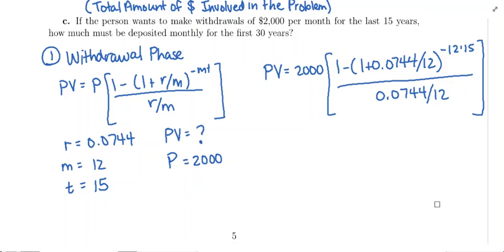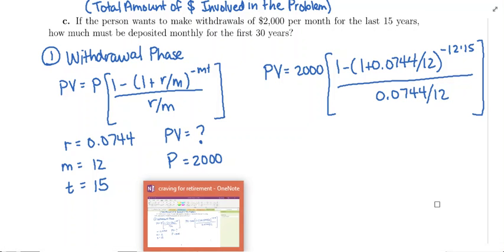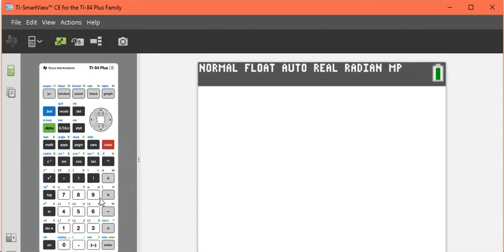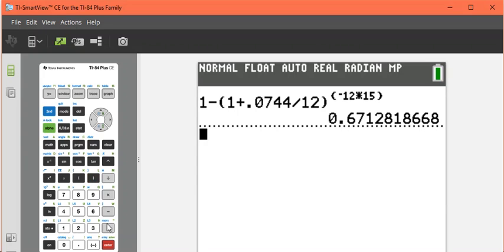Let's start in the numerator here. We're going to start at the top, so we're going to have 1 minus, open parentheses, 1 plus 0.0744 divided by 12, close parentheses, raised to the negative 12 times 15. This will give us the numerator.